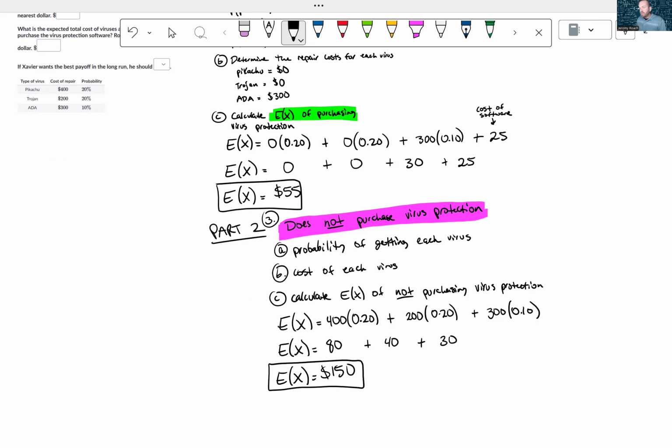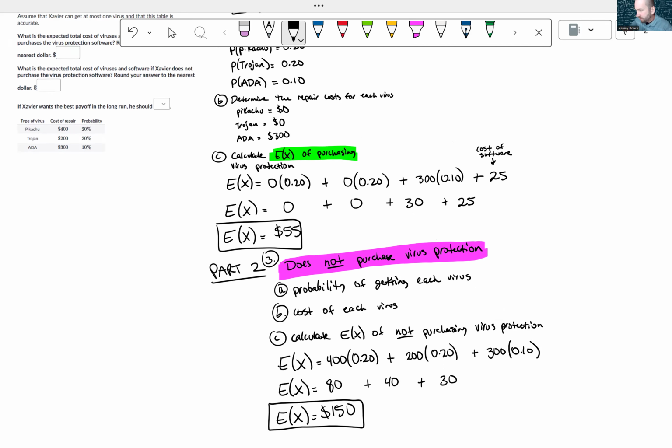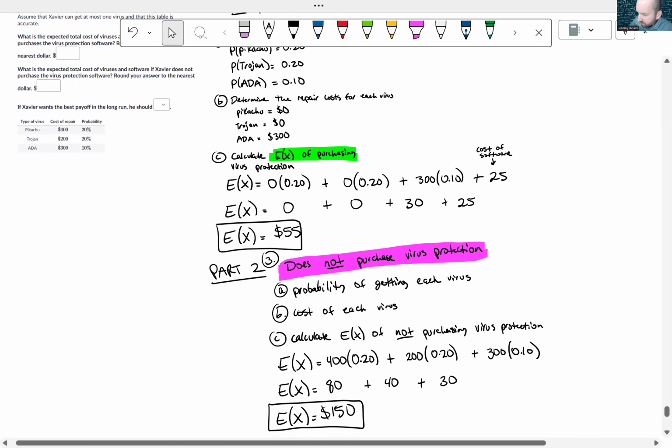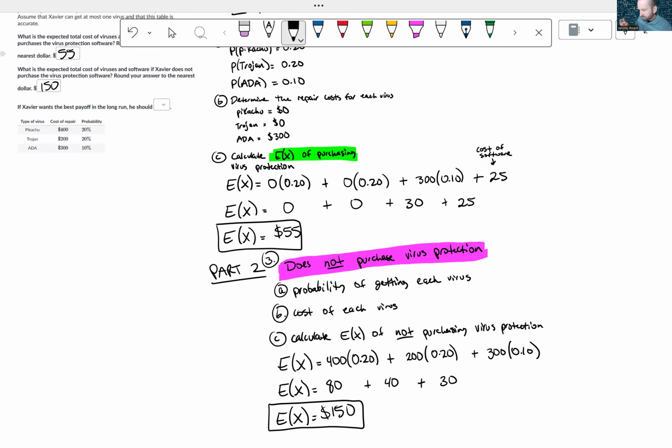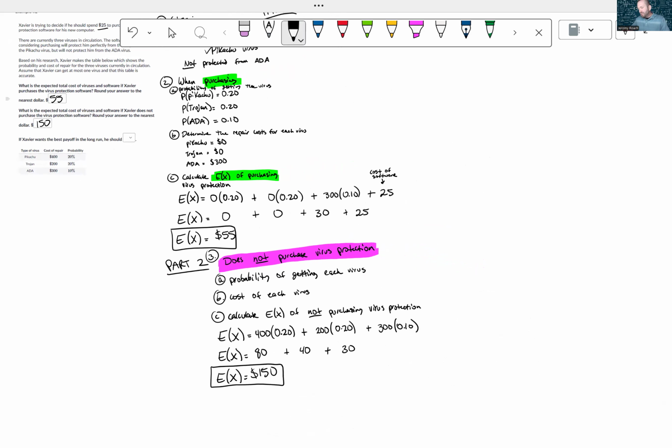Okay, so I'm going to write down what our answers were here. This was $55 if he did get the virus protection, 150 if he did not. And then the best payoff in the long run, remember, this is how much that he's having to spend. So he's having to spend $55 if he does purchase virus protection. He's having to spend $150 if he does not purchase virus protection. So the better deal definitely is yes, he should purchase virus protection.